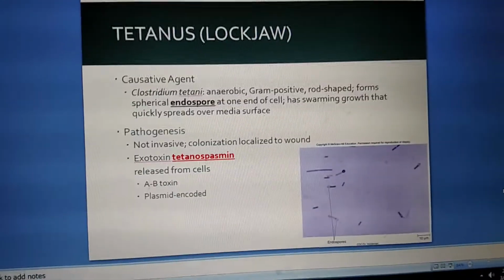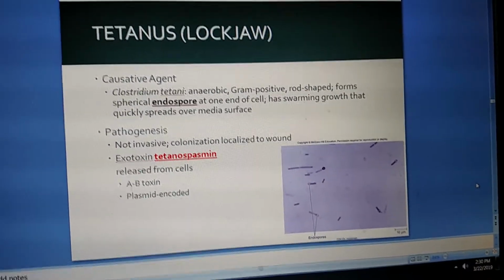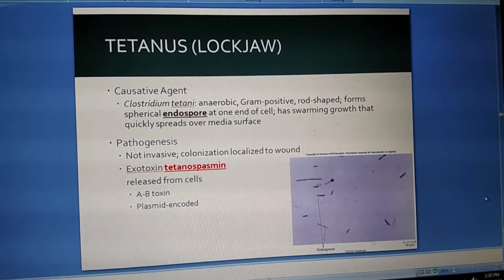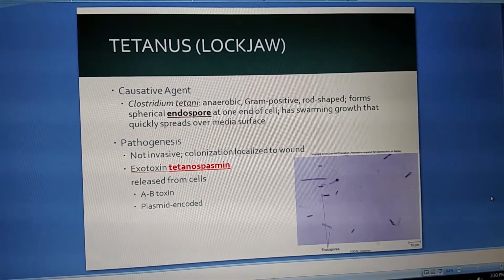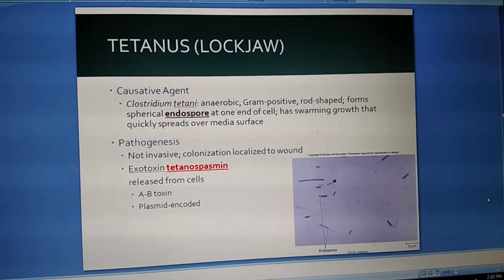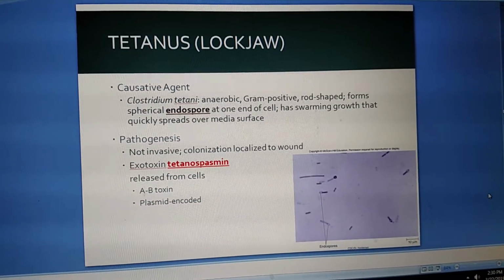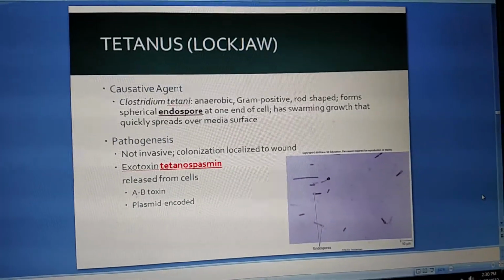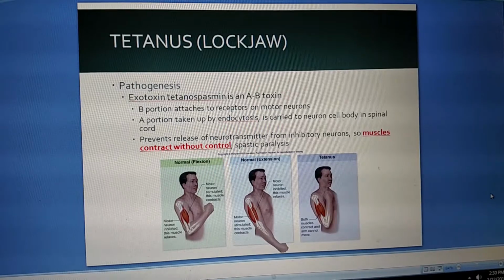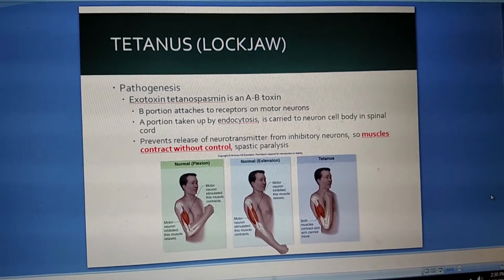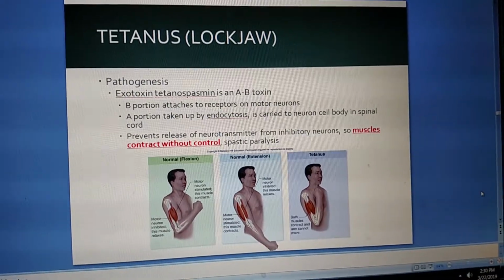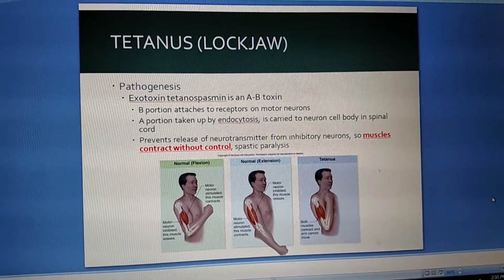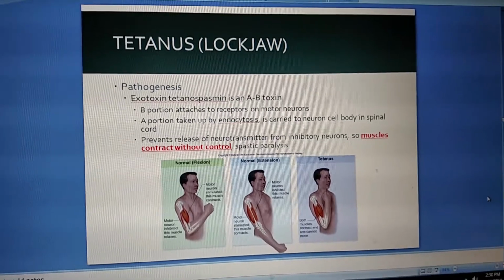Now, the causative agent here is Clostridium tetani. It is anaerobic, it is gram-positive, it is a bacillus, and it does form endospores. It is not invasive, so when it colonizes a wound, it is localized to that wound. The exotoxin it produces is tetanospasmin. It is encoded via plasmids, and the issue with tetanospasmin is that it causes muscles to contract without control. This is what causes a lot of the damage and eventually death to the patient.